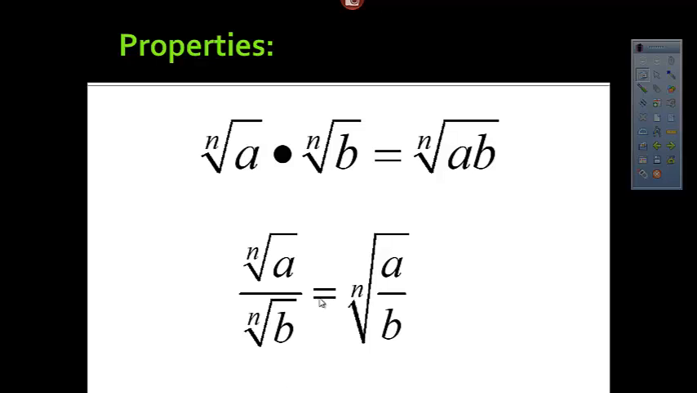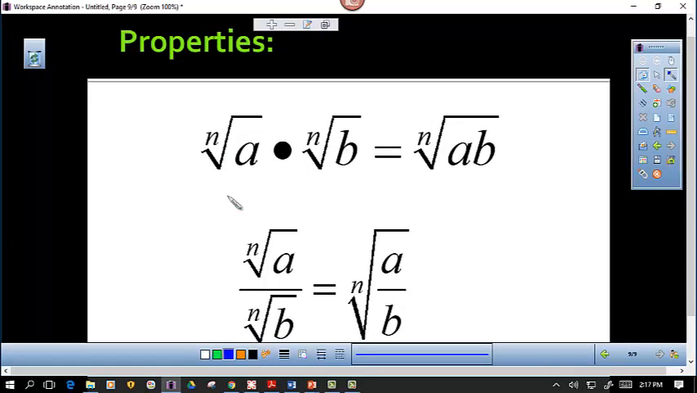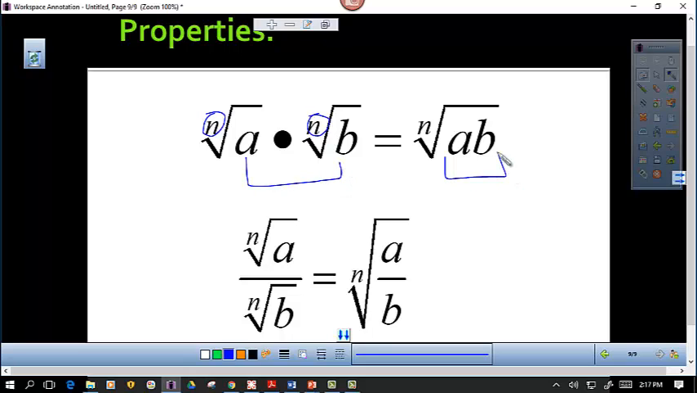Okay, here are some other rules, some other properties that we have gone through with the square roots, but now this is the same thing for cubes, fourth roots, so on and so forth. It basically says that if you have the same index, you can consolidate them or put them together underneath one jail cell, if you want to think of it like that. Same deal here. If you have the index on the top and the index on the bottom, you can consolidate it into one fractional index and simplify it from there.